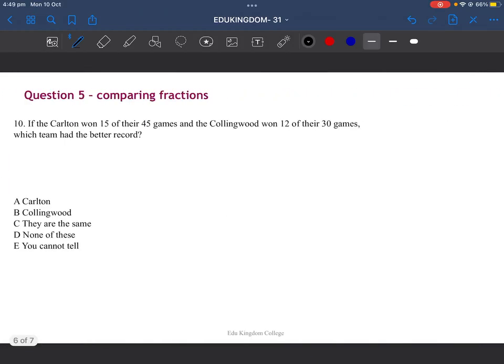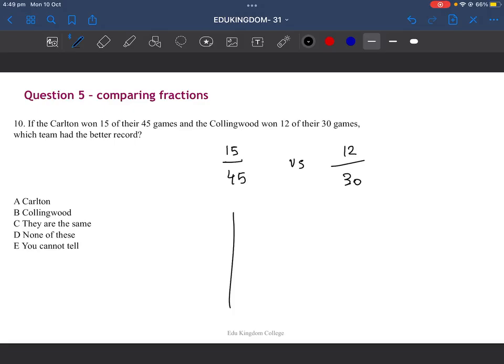All right, final question. If Carlton won 15 of their 45 games and Collingwood won 12 of their 30, which team had the better record? This would just be comparing fractions, wouldn't it? So 15 of the 45 versus 12 of 30. Now, instead of finding a common denominator after simplifying, well, actually, let me just show you first before talking. I can do it two ways.